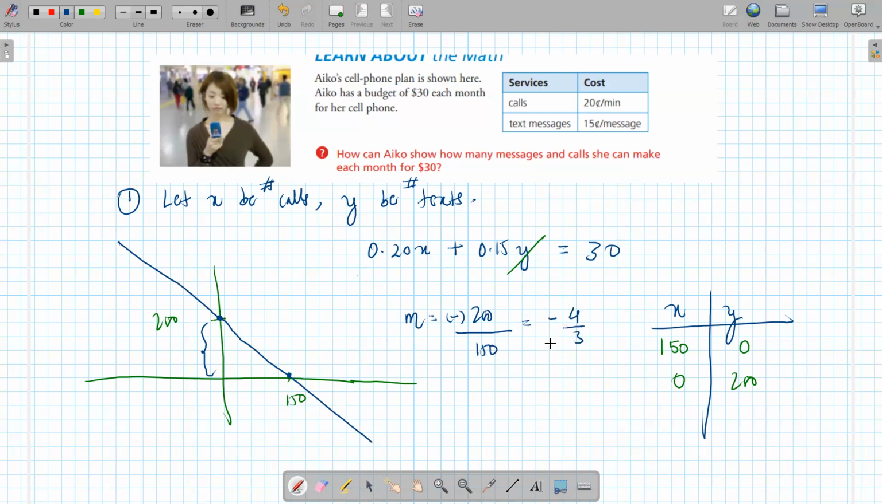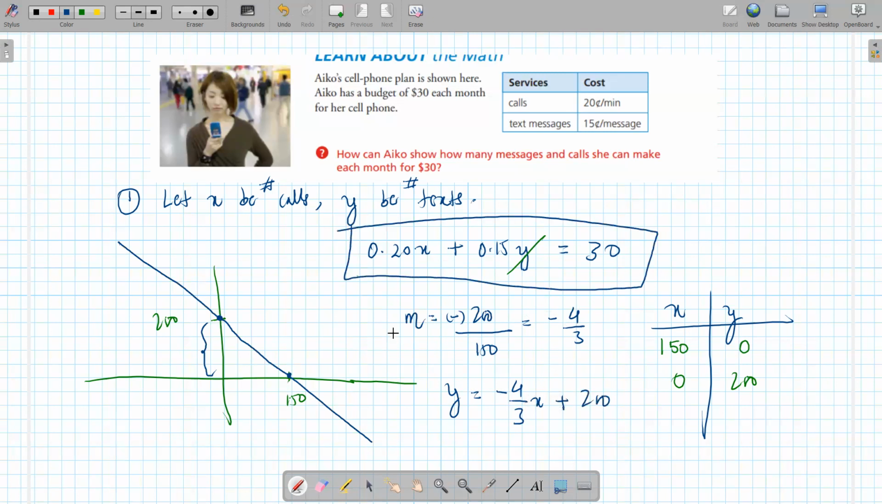So what a question will ask you is to write it in the point intercept form. So we can quickly do that. We know our slope is negative 4 over 3, x, and our y-intercept is 200. There you go. This equation here and this equation here, they both mean the exact same thing. They are both representing this straight line here.